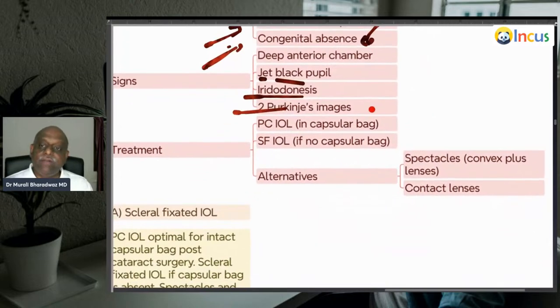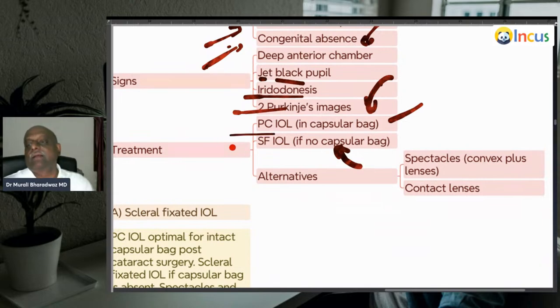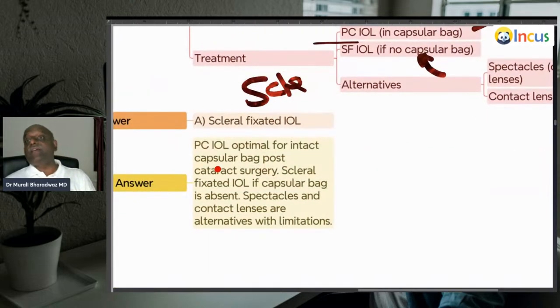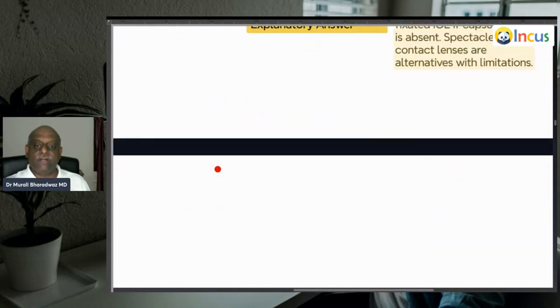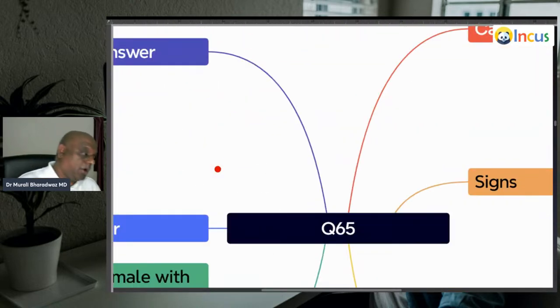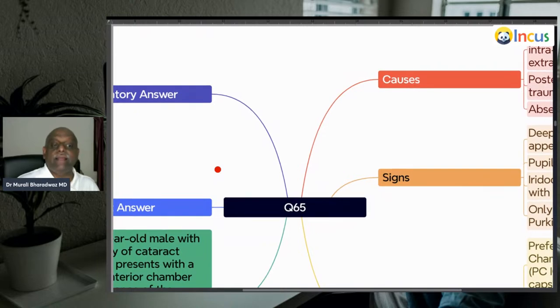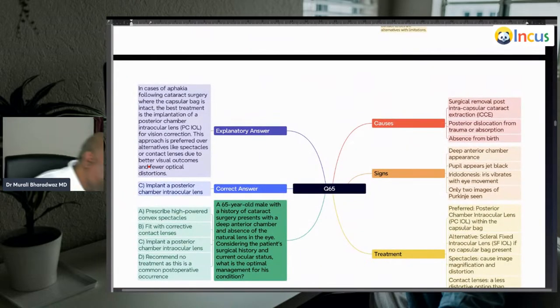So basically you look whether the capsular bag is there or not. If the capsular bag is there, then you will put a posterior chamber intraocular lens. Otherwise you will put a scleral fixated IOL. Is what you need to remember. So be very sure on how you clinically manage the intraocular lens and aphakia.